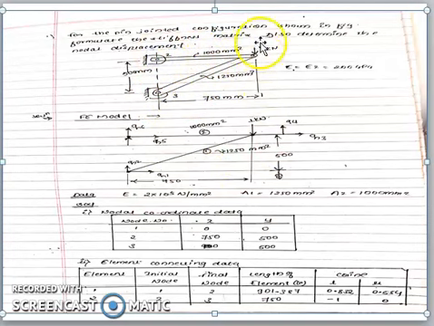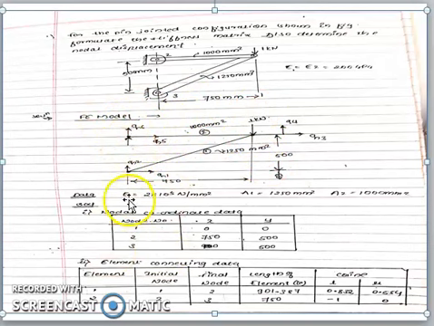At node 2 you have a load of 1 kilonewton acting downward. Remember this. Now at node 1 there are Q1, Q2 and F1, F2. Similarly at node 2, Q3, Q4, F3, F4, and at node 3, Q5, Q6, F5, F6. Q1, Q2 is the displacement at node 1, Q3, Q4 is the displacement at node 2, and Q5, Q6 is the displacement at node 3.